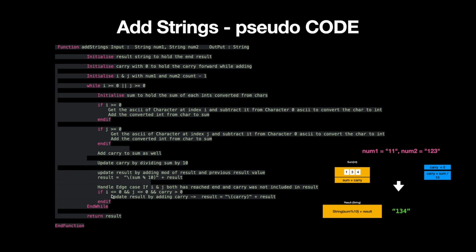And we should be handling one edge case also, because let's say i and j both have reached the end and carry was not included in the sum. So if i and j are both 0 and carry is greater than 0, then we will just add our carry as well in the front of the result array. So this will give our final result, the sum of the two strings.